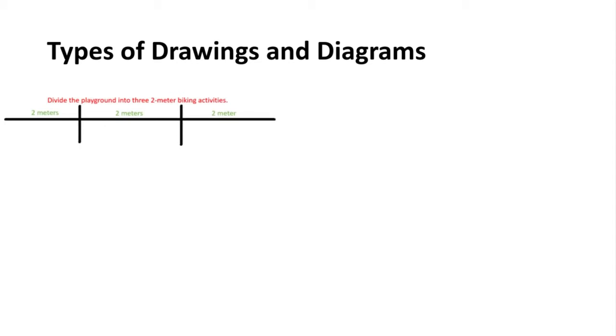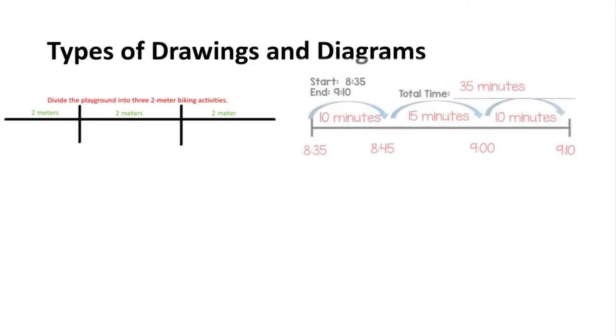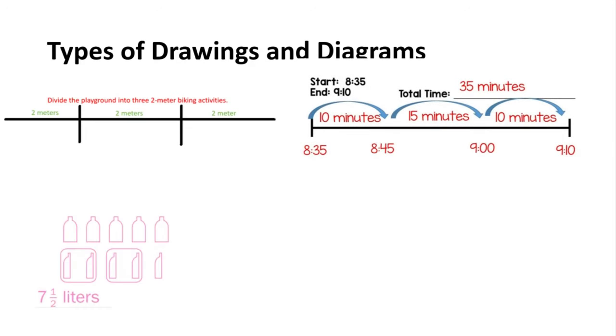Now I will show you types of drawings and diagrams that I use to help me solve number stories. I could draw a basic line to illustrate a division or a multiple of measures. I could use a number line to help me calculate a length of time. Or I could draw a basic picture of what is discussed in the number story.